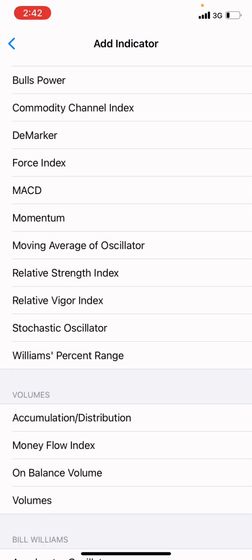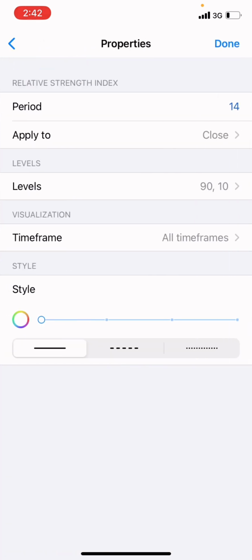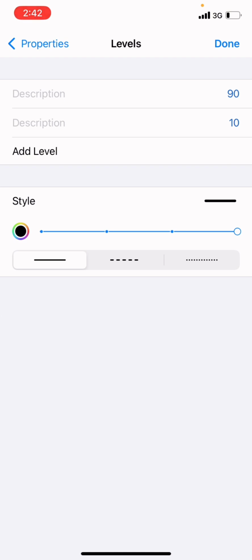So we're going to put in the relative strength index indicator right here, period 14. You apply to close. The level is going to be on the level 90 and the level of 10. That's going to be basic. Okay, the style, you put it on 4 pixels with the color of black.